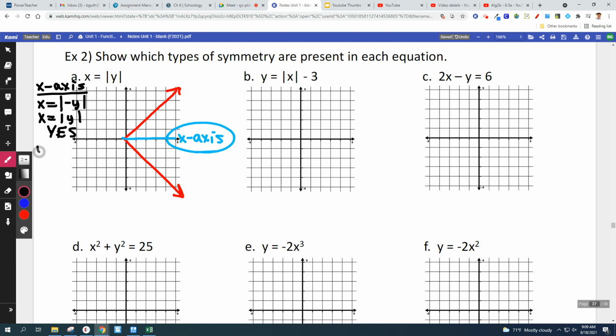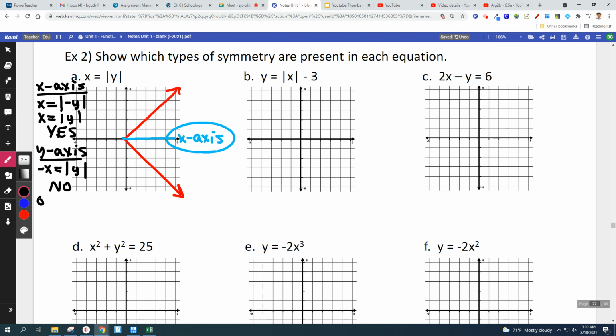If I wanted to test y-axis symmetry, I flip x. So I'd say negative x equals absolute value of y. I flipped x in my equation, and if you notice, that's not the same equation as what we started with. You can tell that that's a different equation than what we started with, so this does not have y-axis symmetry. So that's the algebra. That's how you would do it algebraically, okay?